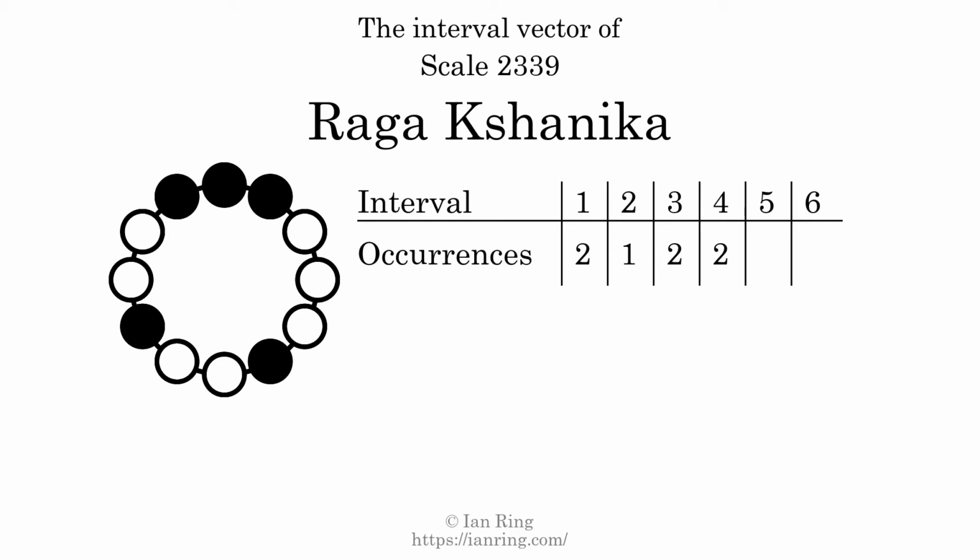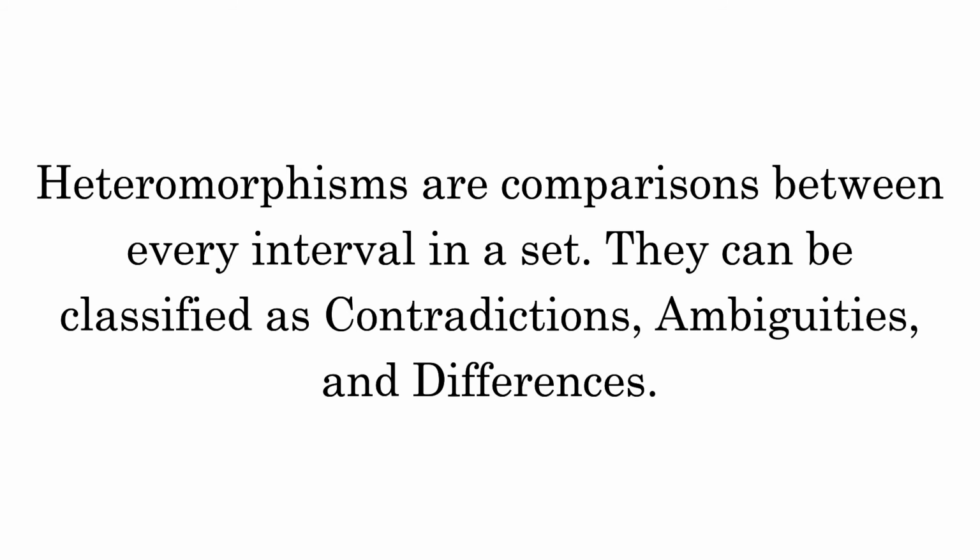There are 2 intervals with a size of 4 semitones. They are here and here. There are 2 intervals with a size of 5 semitones. They are here and here. There is 1 interval with a size of 6 semitones. It is here. Each interval does not appear in this scale a unique number of times, so this is not a deep scale.